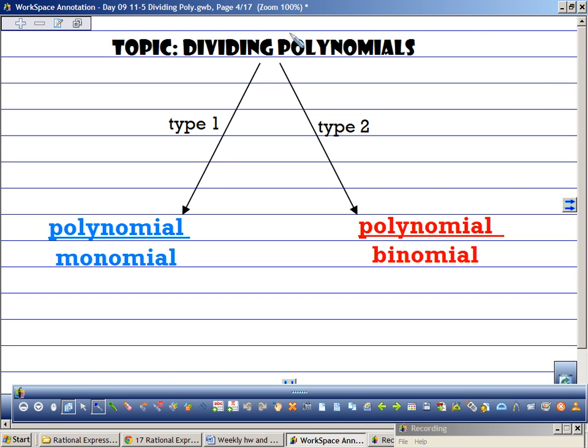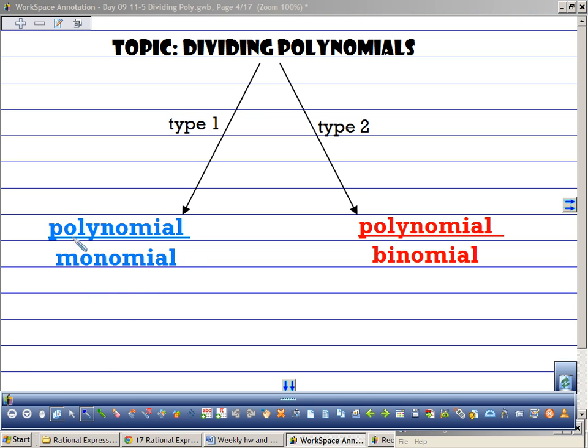So today we're going to be dividing polynomials. There's two types we're going to look at today. We're going to look at a polynomial divided by a monomial. That doesn't mean a lot to us unless we come up with an example. So can somebody give me an example of a polynomial?